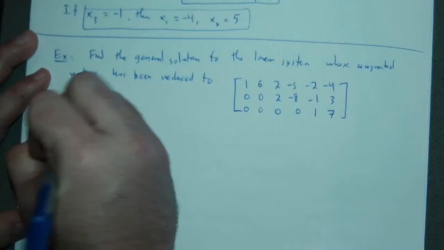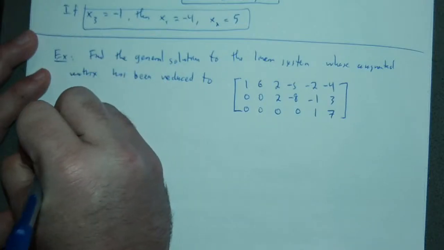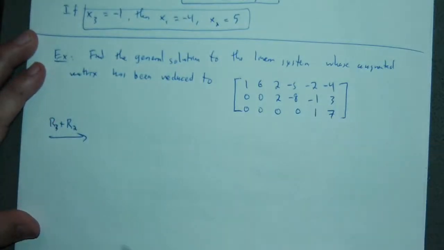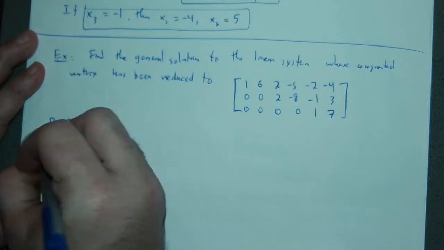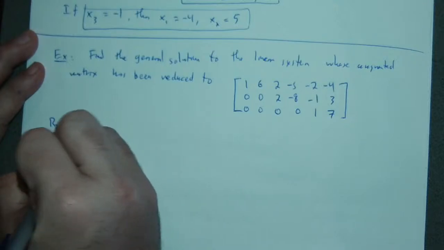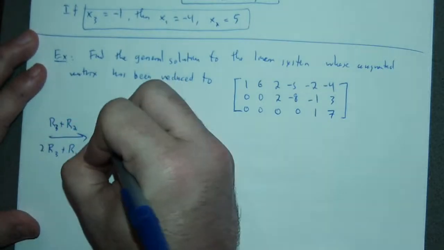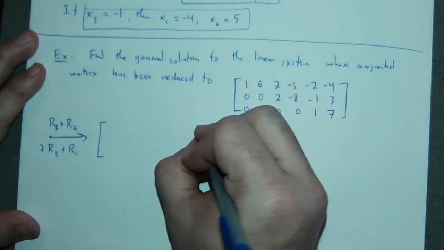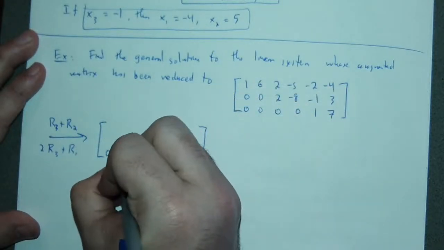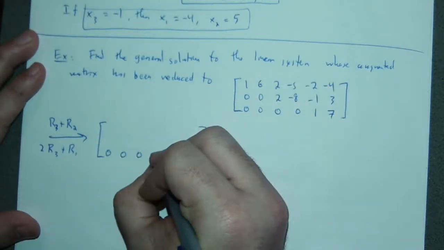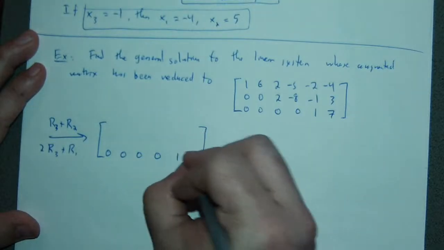So row 1 plus row 2, row 3 plus row 2, and row 2 gets replaced. And also I do 2 times row 3 plus row 1. Row 1 gets replaced. So row 1 and row 2 are being replaced. Row 3 is unchanged, so that's 0, 0, 0, 0, 1, 7.